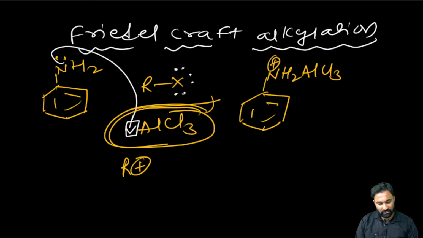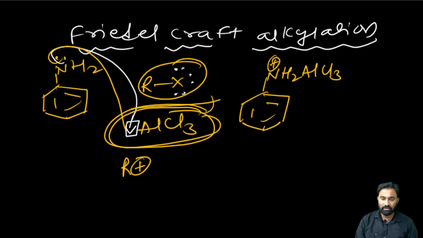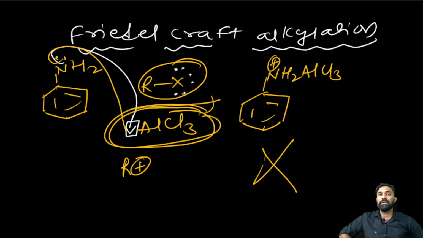This Lewis acid plays the key role in generating the electrophile. Already the nitrogen lone pair of electrons is accepted by this Lewis acid. Then how will it react with the alkyl halide? There is no chance of generating the electrophile. So there is no reaction. My dear friends, you have to be very careful with this type of reaction. Aniline upon Friedel-Crafts alkylation gives no reaction. I hope it is clear for you.